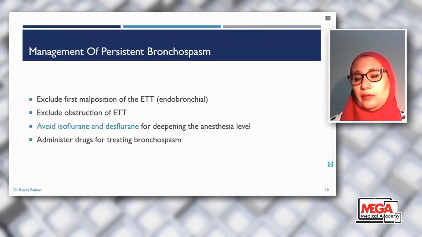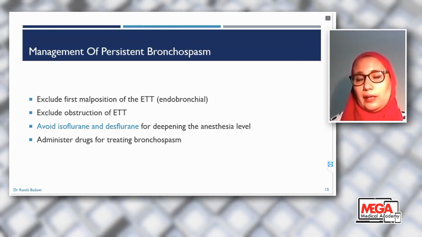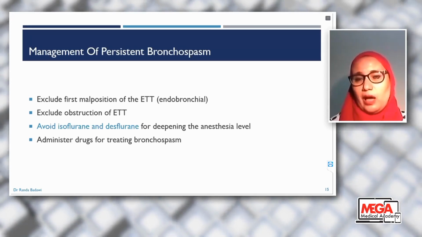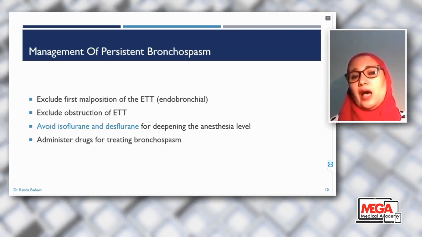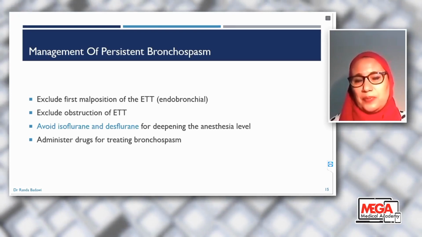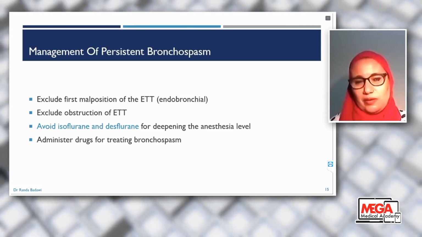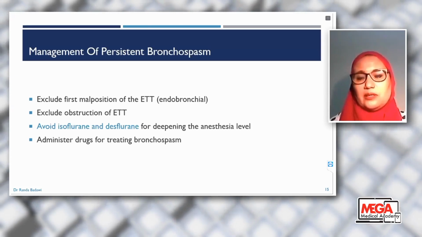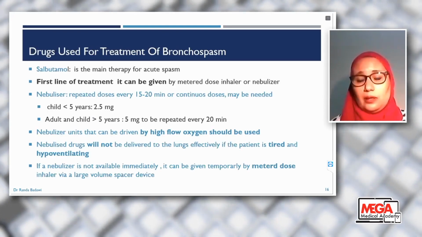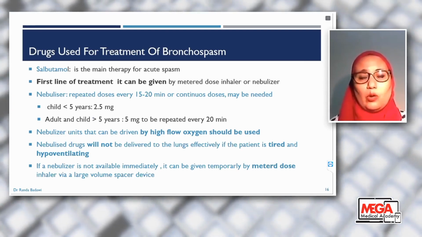Here, while we are managing to keep the patient at a good level of anesthesia, we said it's better to use the inhalation rather than the IV. Here, we should avoid isoflurane and desflurane if we would like to deepen the level when the hemodynamics allows, because they have an irritating airway effect. So they are not the ideal drugs in this situation. And then you have to administer the drugs to treat the bronchospasm. What are the drugs to be used? Definitely beta stimulants is the gold standard.